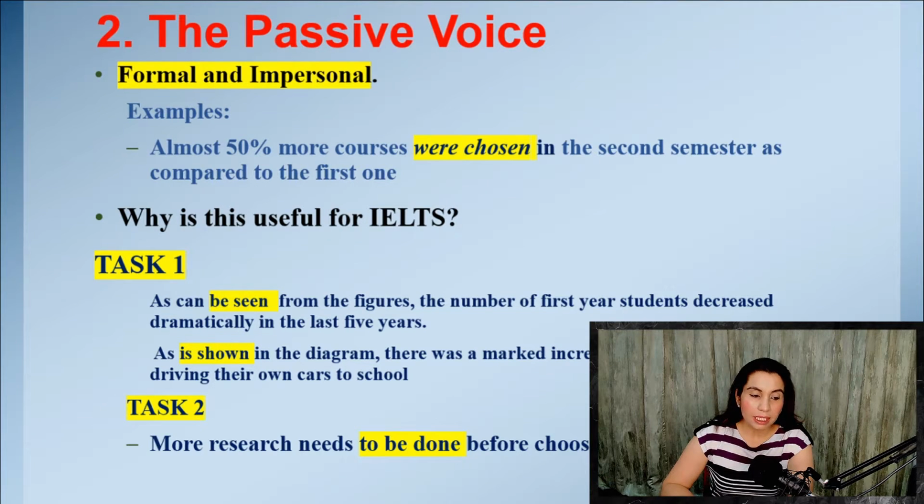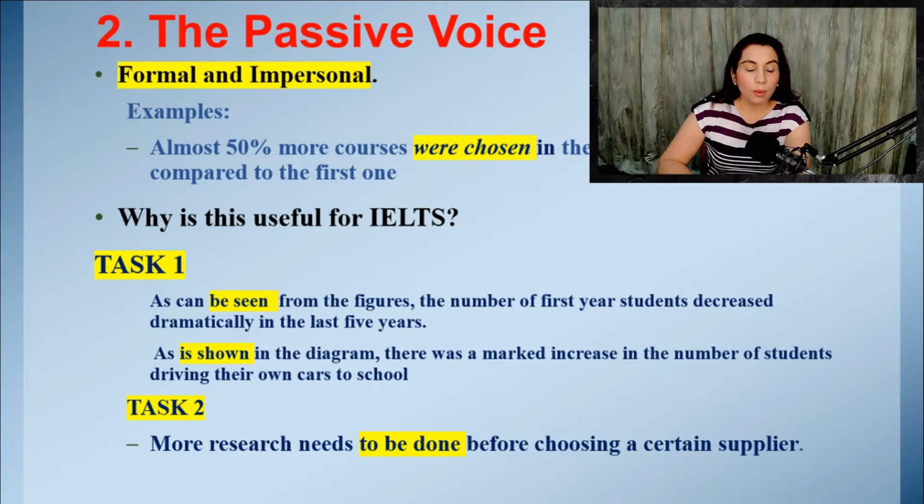And second is, as is shown in the diagram, there was a marked increase in the number of students driving their own cars to school. Now some students will write it like, the diagram shows the marked increase in the number of students driving their own cars to school. Now this is also right, but it is not formal language. So to make it more formal, we have to convert it into passive form, and it should be like, as is shown in the diagram. So this will get you good marks and will help you get good bands.